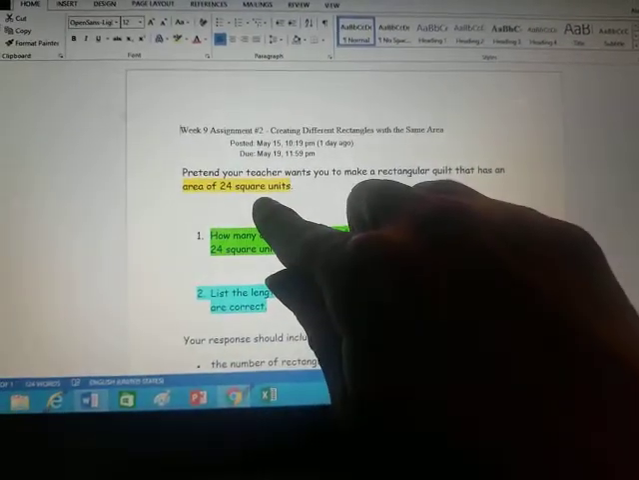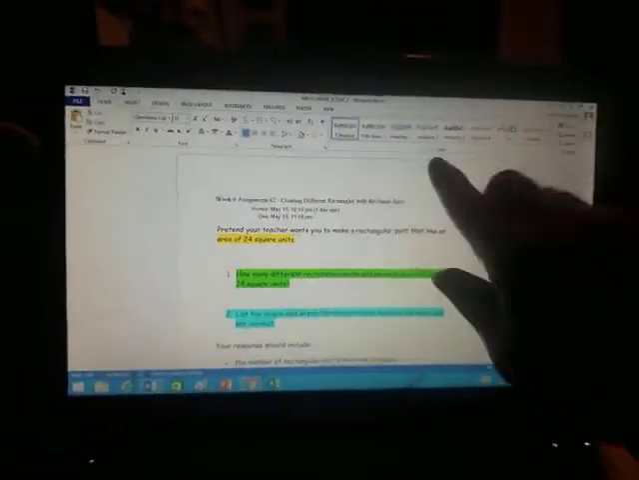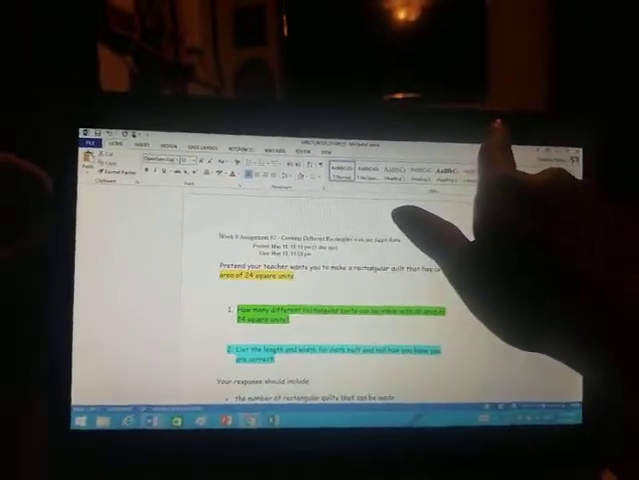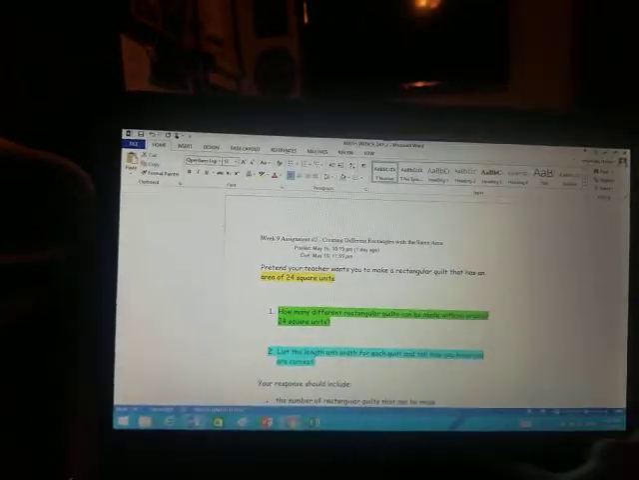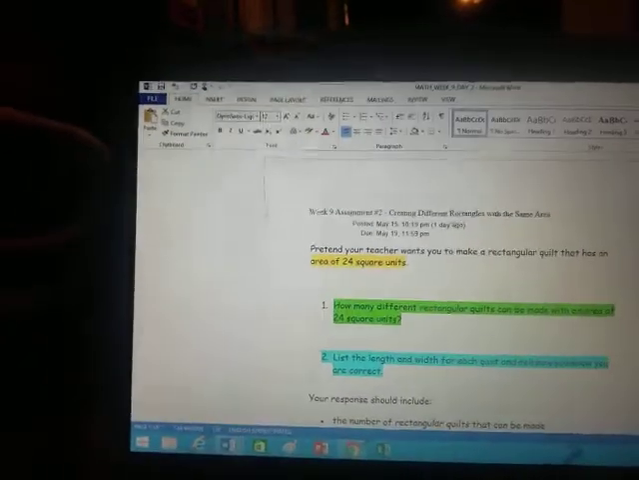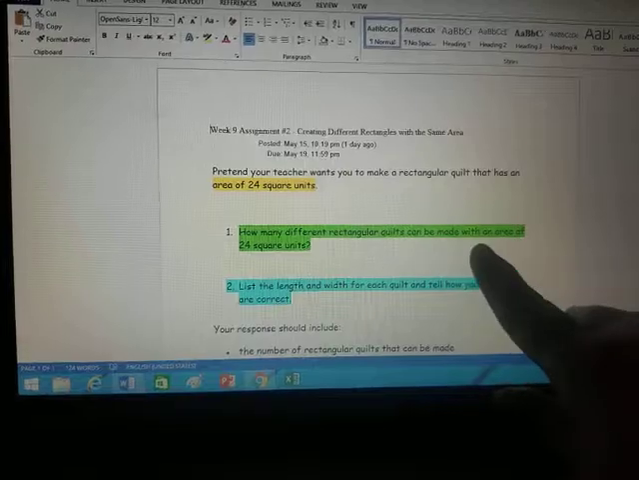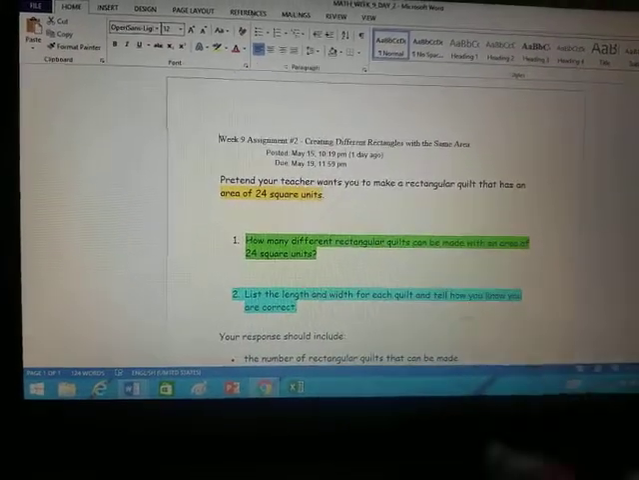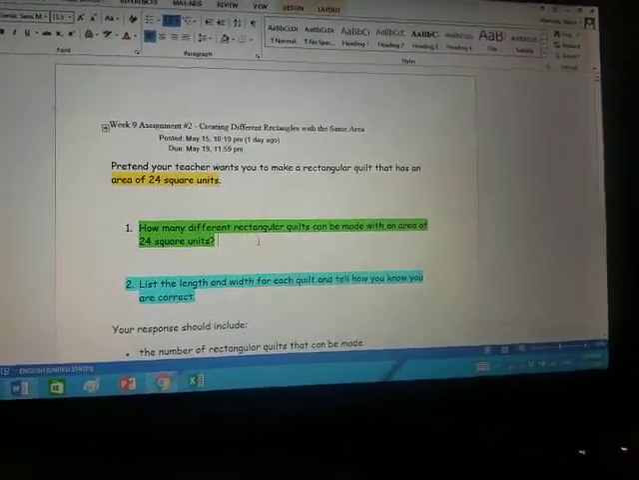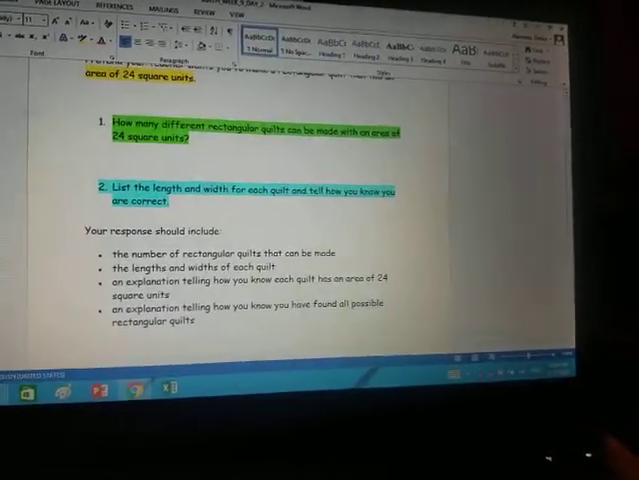The area equals 24. So that means if she has a shape like a rectangle, here's my laptop. It's a shape of a rectangle. The area, the inside, equals 24. That means there's 24 boxes, or blank times blank equals 24. So how many different rectangle quilts can be made with an area of 24 units? What does that mean? Tell me how many different rectangles she can make that equal 24.